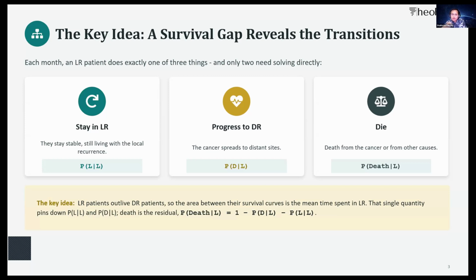So think about what a local recurrence patient can do in any given cycle. Exactly one of three things: stay in the local regional state, progress to the distant state, or die. The sum of the probabilities in any cycle is equal to one, so we only have to solve two, and the third follows as one minus the other.